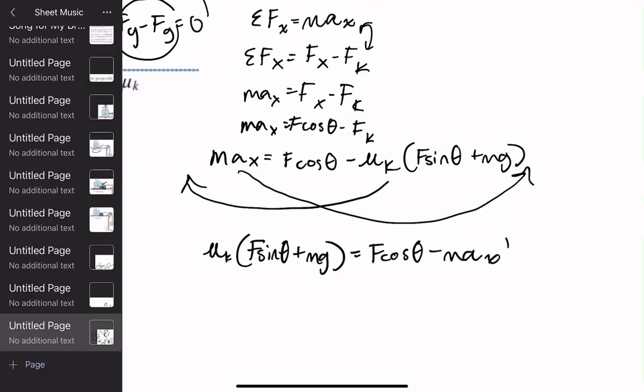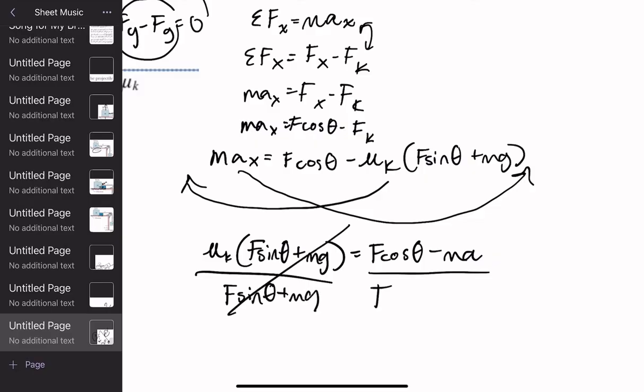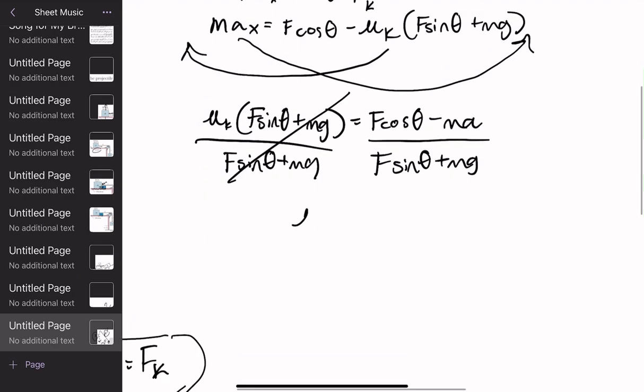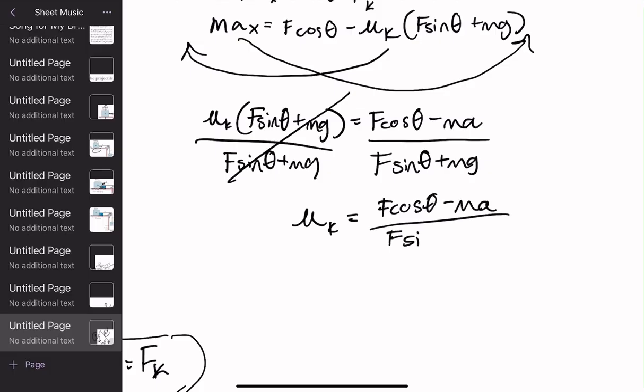And then we aren't given max, even though we know that ax is just equal to a. So let's just replace it with a, just because we want to stay true to the variables that were given. And then divide both sides by F sine theta plus mg so that those two can cancel out. And then you get your final equation for mu k, which is F cosine theta minus ma over F sine theta plus mg.